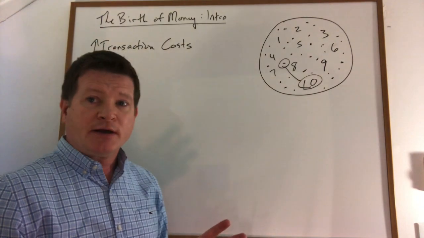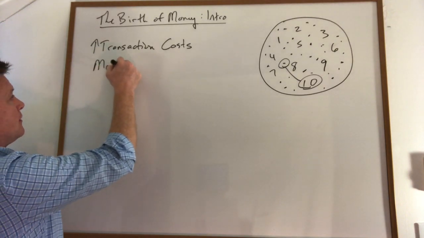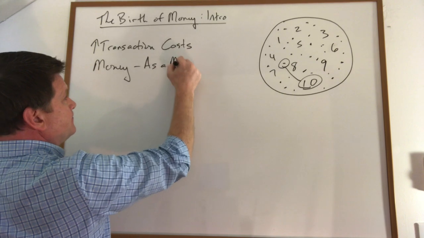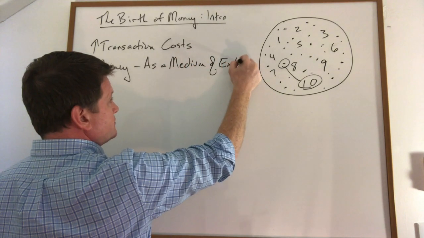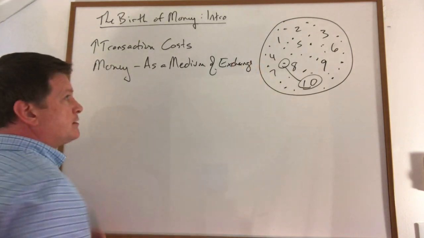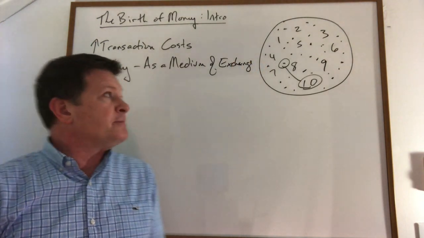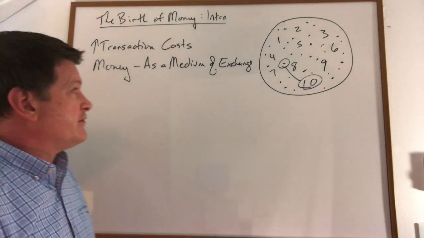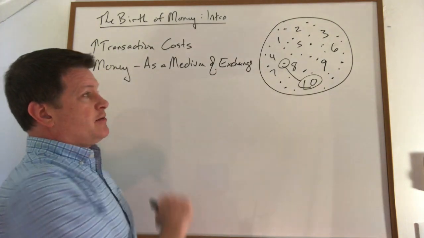Pretty quickly, a society develops money, and particularly as a medium of exchange. This is one of what they call the 3 functions of money. A medium of exchange and a store of value is the other one. A unit of account, how you account for everything. But it becomes a medium of exchange.